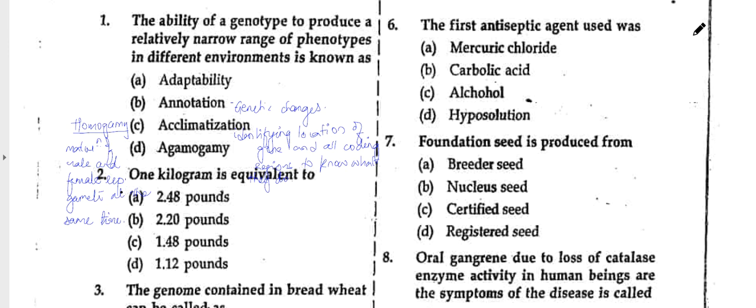This is model paper 1. Question number 1: the ability of a genotype to produce a relatively narrow range of phenotype in different environmental conditions. Options are adaptability, annotation, acclimatization, or agamogamy. So first of all, the genotype which can produce a narrow range of phenotype is adaptability.